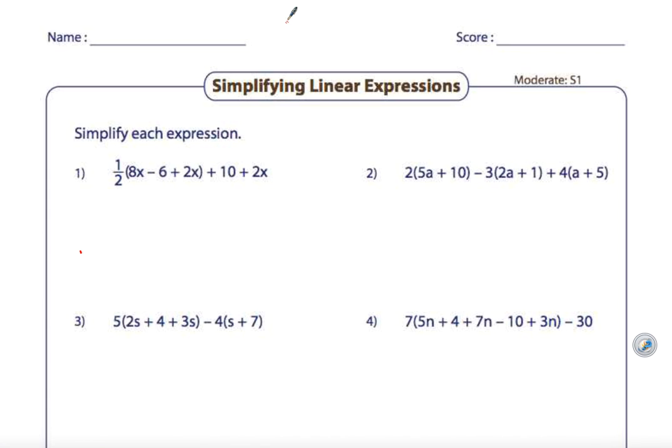This video is about simplifying linear expressions and should be page 51 in your notebook. So when we are simplifying linear expressions, that means that we are going to end up with something that looks similar to mx plus b. And so when we're simplifying, we're basically trying to get it to the point where we have an mx term and then plus b.